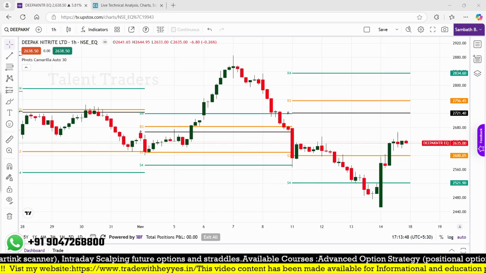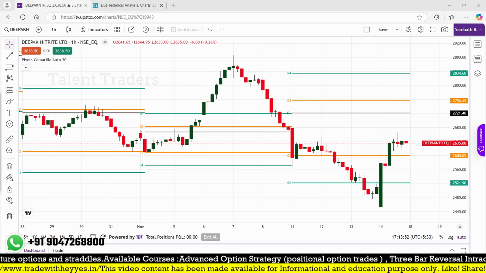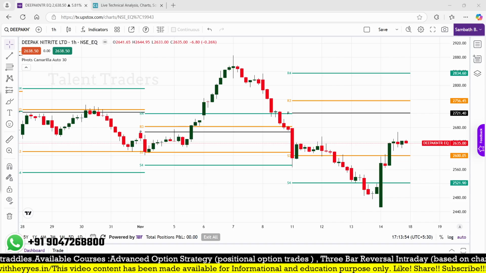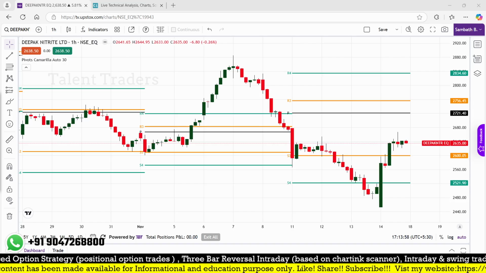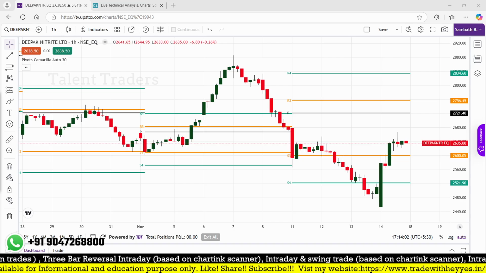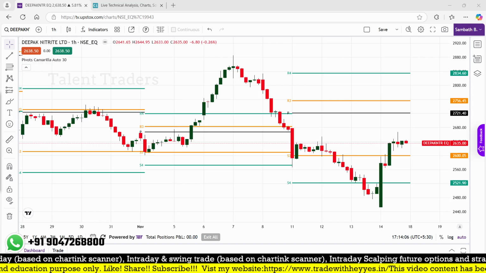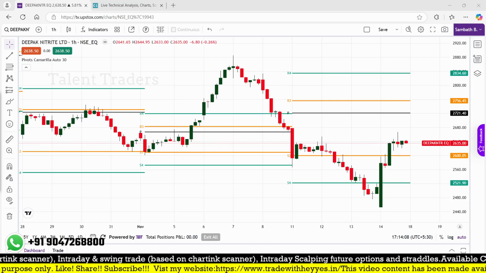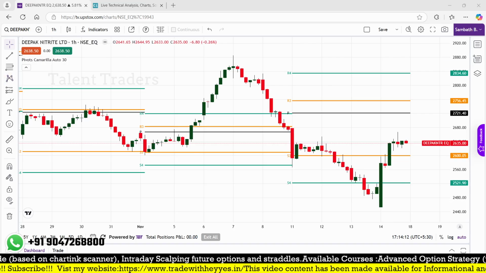In this video, I'm just going to create one of the charting scanners: the stock which has taken support on the Camarilla support 3 level, or L3 level, and how we can get that particular scanner in the charting. We are going to do it in a 60 minutes time frame. I'm going to use my custom indicator to find this kind of scanner.